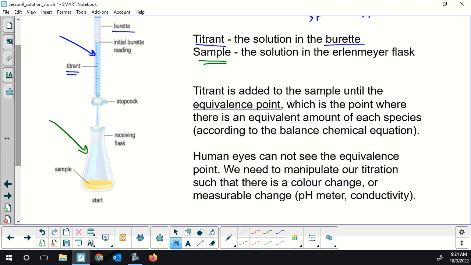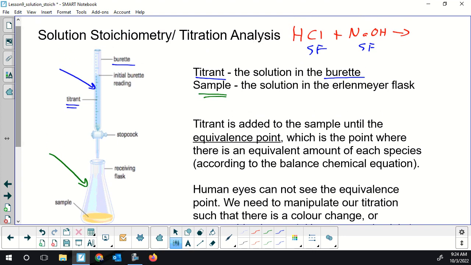Okay? It doesn't matter which one goes which. There's no rule. So I've got hydrochloric acid and sodium hydroxide in my intro. One of them is going in the burette. One of them is going down below in the Erlenmeyer flask. It can be either way.